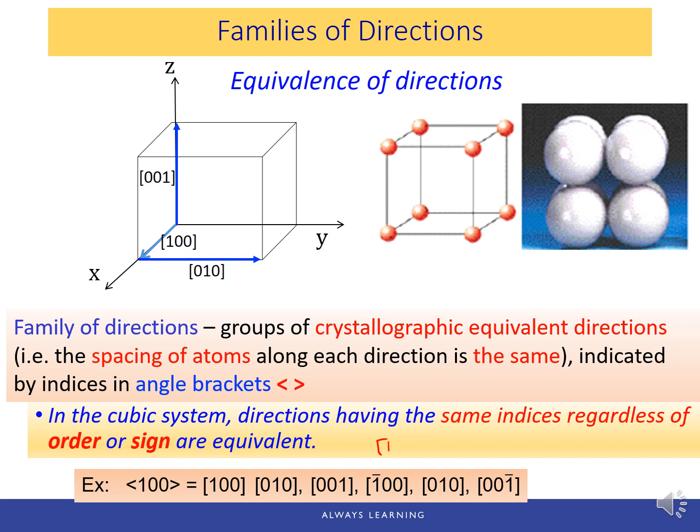If we have the 1, 2, 3 direction, for example, it's equivalent to 2, 1, 3, and also equivalent to -1, -2, 3, or -1, -2, -3. And there are many more, as long as we have a combination of 1, 2, 3, and a combination of positive and negative, and they are all a family of directions.